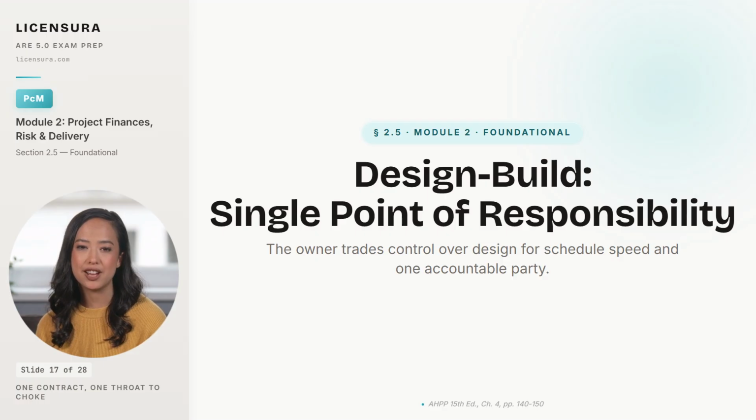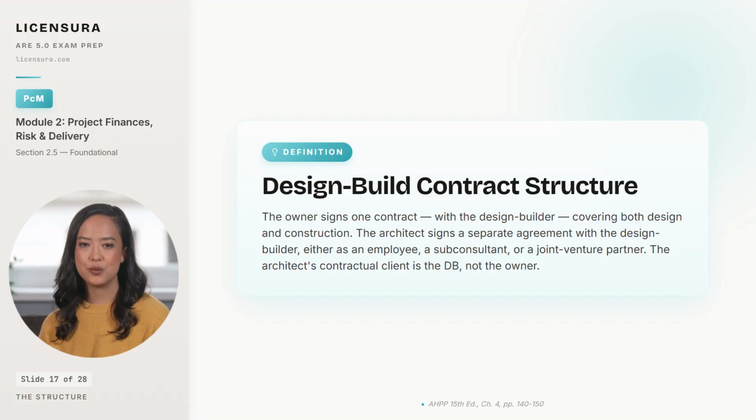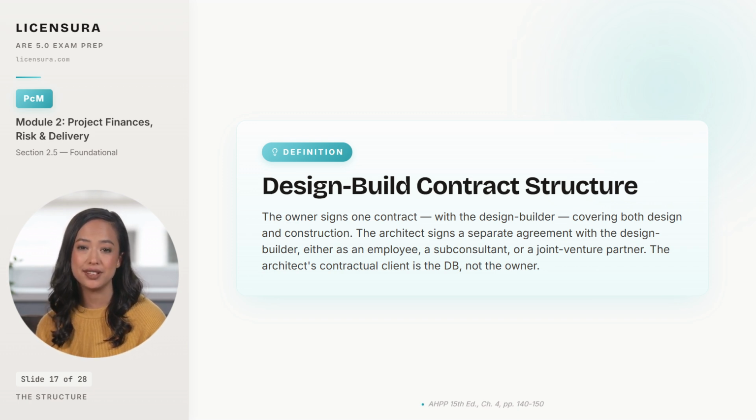Start with the contract diagram, because everything about how DB works on the ground falls out of it. Read carefully what the contract diagram actually says. The owner has exactly one agreement, and it is with the design builder. The architect has exactly one agreement, and it is also with the design builder. There is no contract line running directly from the architect to the owner. That is the structural fact that drives every behavior on a DB job.